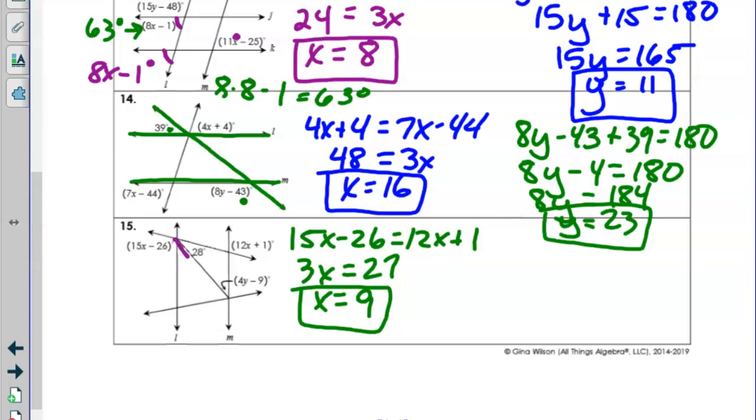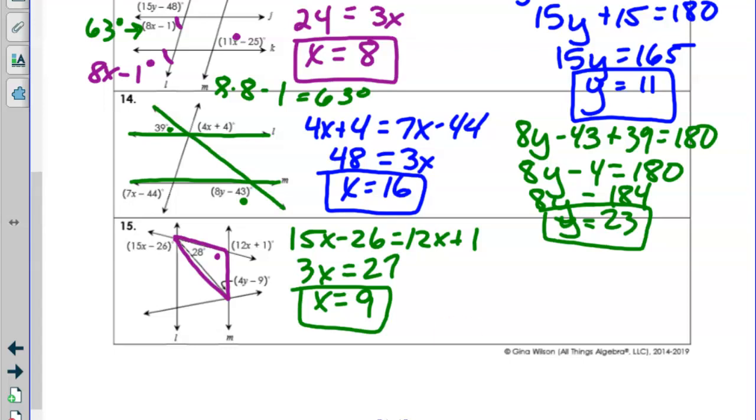Alright, so what do we know about the angles of a triangle? They add up to 180, right. So we now know the value of x. So if I plug it in here, the vertical angle is right here. These three are going to add together to be 180, but I need to get this angle. So the angle vertical to it is 12x plus 1, so we're going to plug it in here to find the answer.